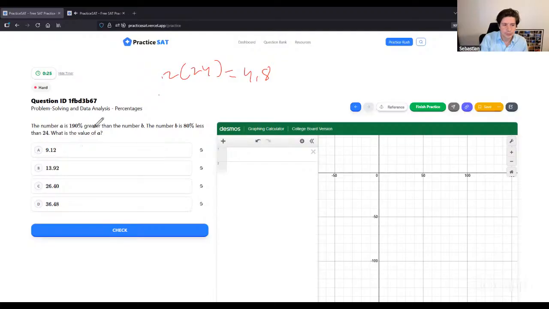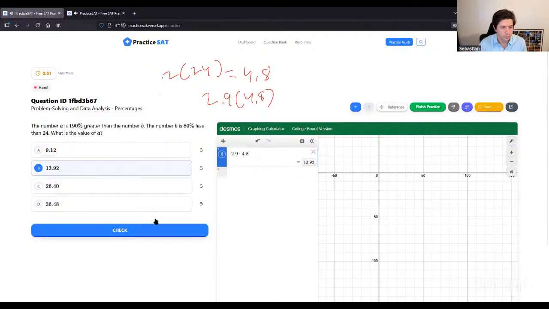It's 190% greater. So that means it's going to be 2.9 times 4.8, because it's 1.9, which is 190%, plus 1, times 4.8. I'm not going to calculate that on paper. I'm just going to use Desmos here. So 2.9 times 4.8, it's going to be 13.92.